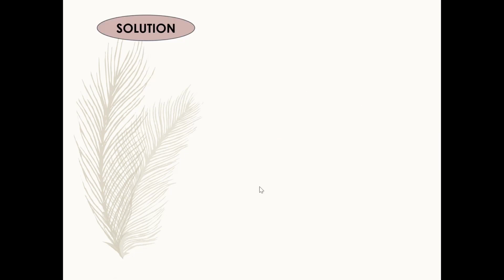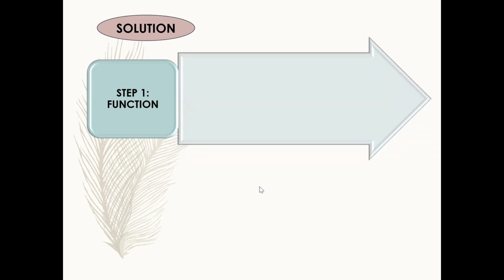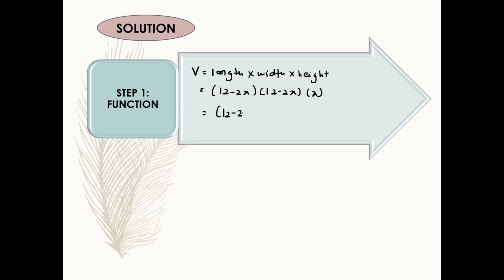The first step is you need to find the function to be optimized. So the function here is the volume. We know that the volume is length times width times height. The length here is 12 minus 2x and the width is also 12 minus 2x and the height is x. So the function that we got here is (12 minus 2x) squared times x.